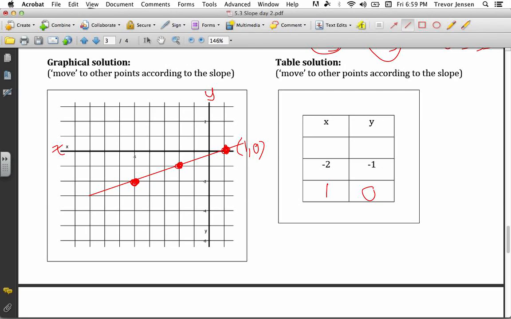So the coordinates of this point that we just did right there, the x-coordinate is -5, and the y-coordinate is -2. So I've now told you points to the left and to the right.